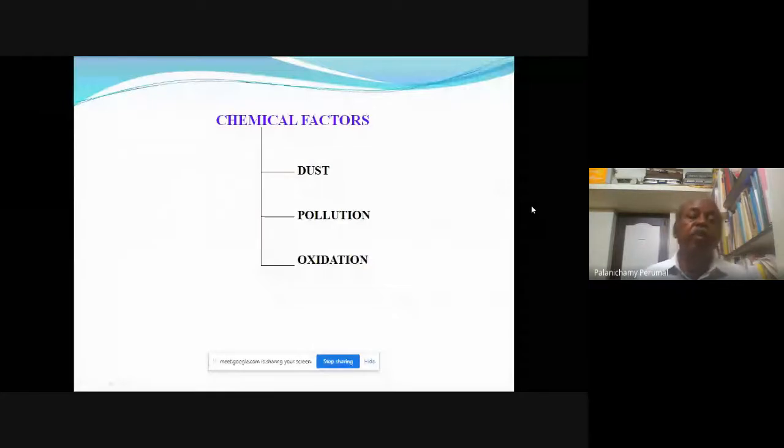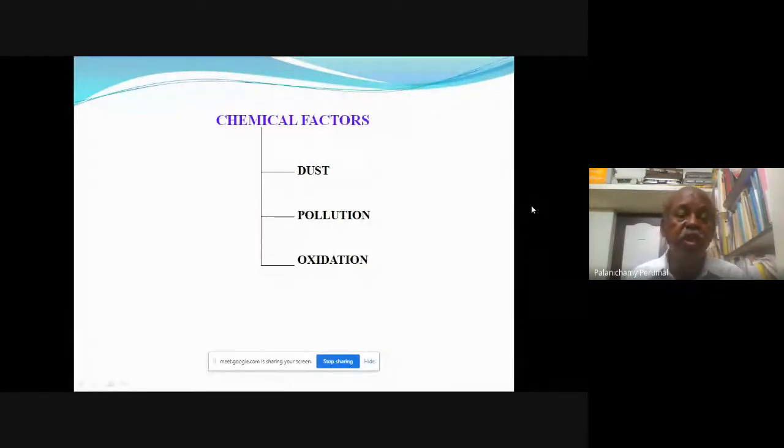Another type of damage is dust, pollution, and oxidation. We can say there are two types of dust: soil dust and industrial dust. Industrial dust will create various acidity. Pollution also makes acidity. Oxidation is also called aging. Most of the paper turning brown is because of oxidation.